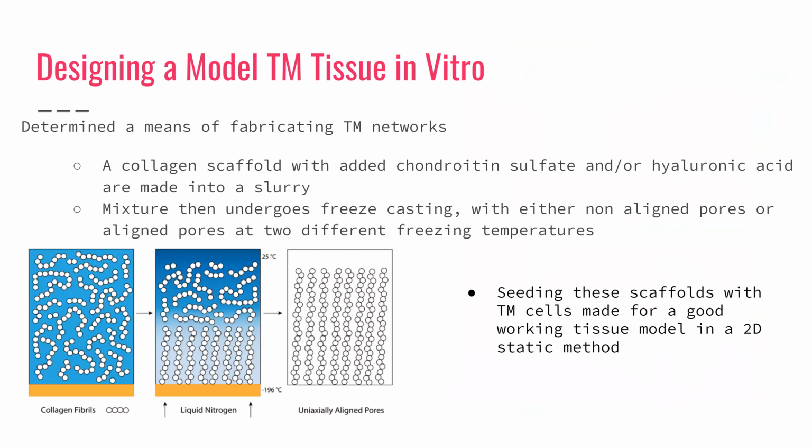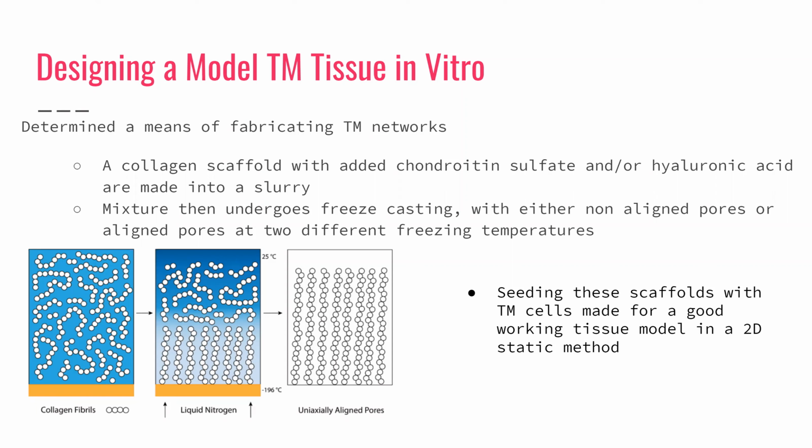So in order to go about studying this, we designed a model trabecular meshwork tissue, here referred to as TM, in vitro. This was done by creating a collagen scaffold where a collagen slurry was made with added glycosaminoglycan components, which are native in the TM tissue in the eye naturally and are an important part of the structure.